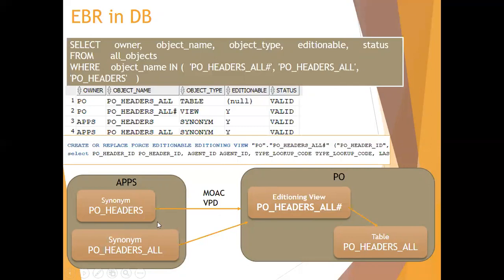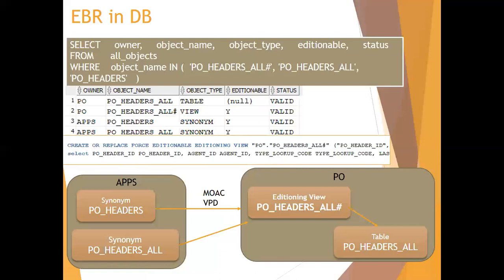Technically, you'll not find any difference. Once you log into the APPS schema and mention select star from PO_HEADERS_ALL, you don't even know where it is getting data from. As a developer, we just need the data. We don't even know technically how this editioning view is created or how the patching mechanism is happening. If you observe carefully, this editioning view is created based on the PO_HEADERS_ALL table. PO_HEADERS_ALL# is a view, and on this one the synonyms get created, and based on the MOAC or virtual private database, the data will get generated from the APPS schema.